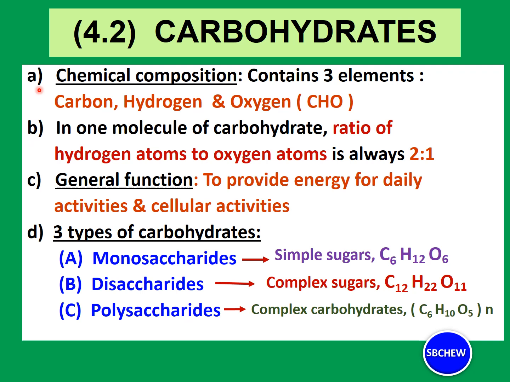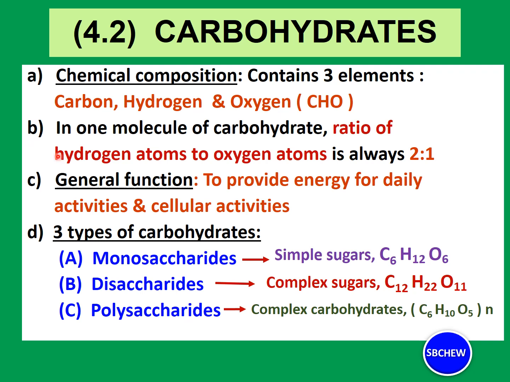So what is their chemical composition? All carbohydrates contain the three elements carbon, hydrogen, and oxygen. The symbols are C, H, and O. So just remember CHO for the three elements in carbohydrates. Second point to note is that in one molecule of carbohydrate, the ratio of hydrogen atoms to oxygen atoms is always 2:1.